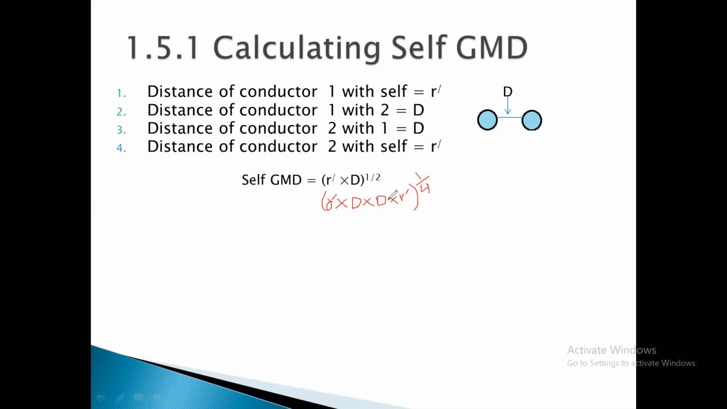So d multiplied by d will become d square. r' multiplied by r' will become r' square. So I can further solve it like this, d square multiplied, not plus, by r' square, raised to the power 1 divided by 4. So 2 and 2, therefore 2 multiplied by 2 is 4. So in the result I got r' multiplied by d raised to the power 1 divided by 2.